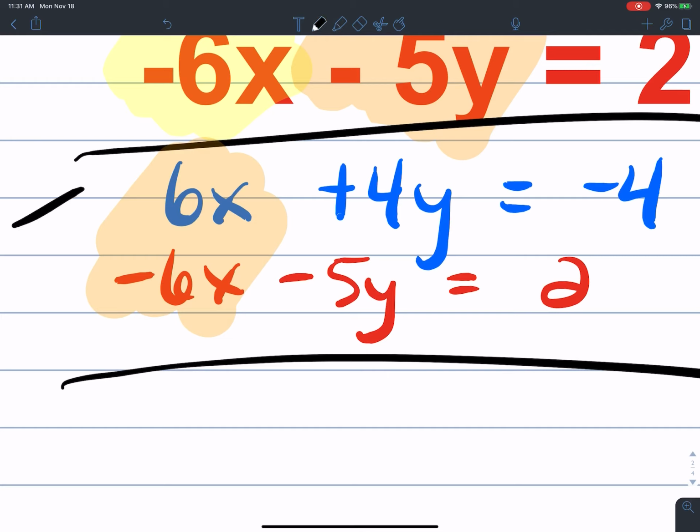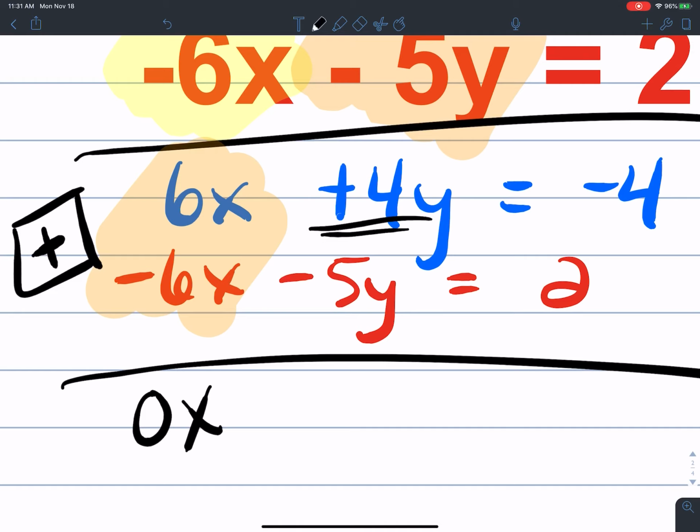So after I did a little setup work, I noticed now that the x's have opposite coefficients. So I'd ask myself, what would I do with 6 and negative 6 to get that to be a 0? Well, 6 plus negative 6 would be 0. So I'm going to add everything. So 4y plus negative 5y is negative 1y, and negative 4 plus 2 is negative 2.